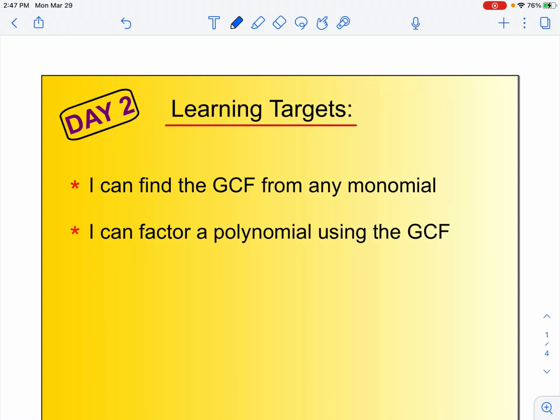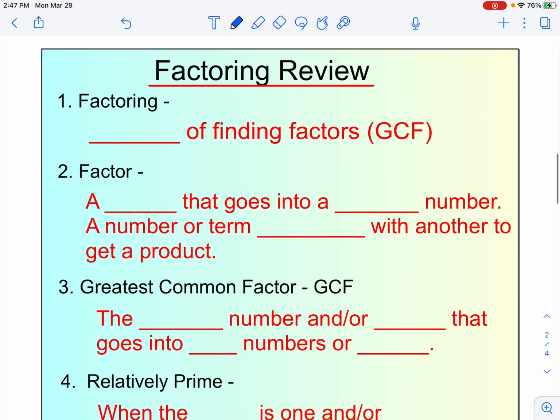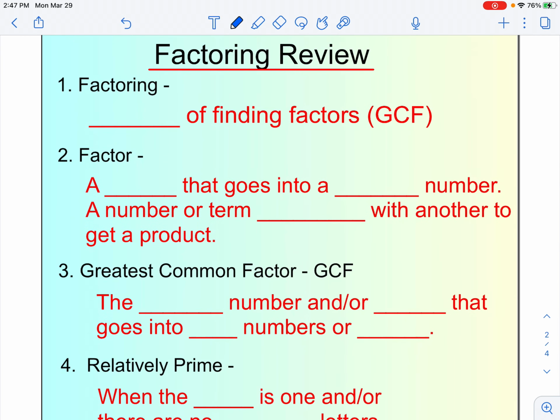Chapter 8, Day 2, we are going to review greatest common factors, finding it, and factoring polynomials using the greatest common factor. So let's review some terminology. Factoring is the process of finding factors, like finding the greatest common factor. And a factor itself is a number that goes into a larger number, and it's a number or term multiplied with another number to get a product.